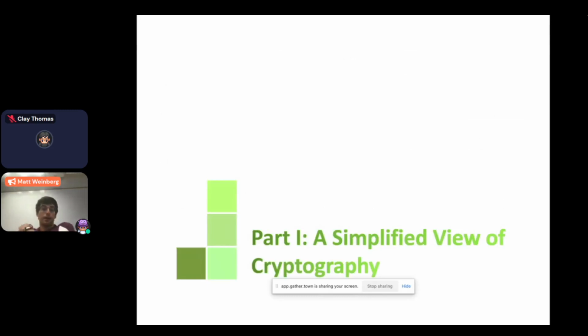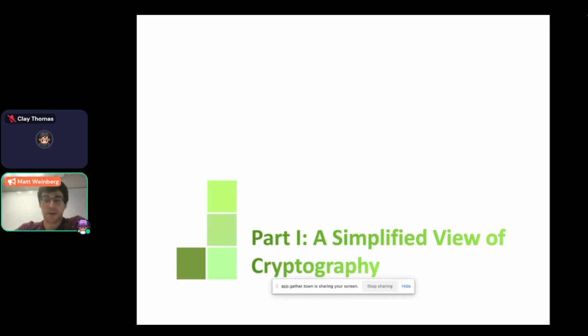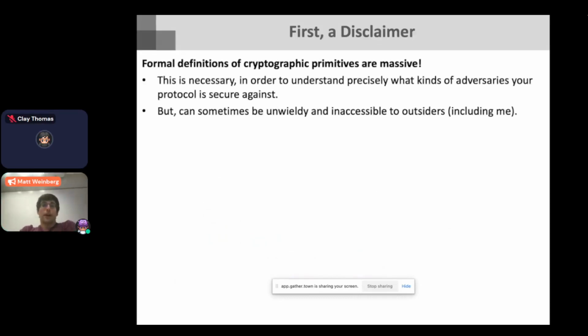Okay, so now I am going to dive into a very brief tutorial on cryptography. First, I want to give a quick disclaimer, which is that formal cryptographic definitions are generally massive. They're very formal, and they reference computation. They're based on assumptions, and in general, what provably secure means to a cryptographer is provably secure under some assumption that we generally believe to be true, and sometimes those can be pretty unwieldy assumptions.